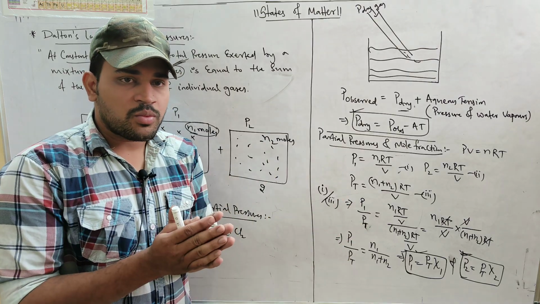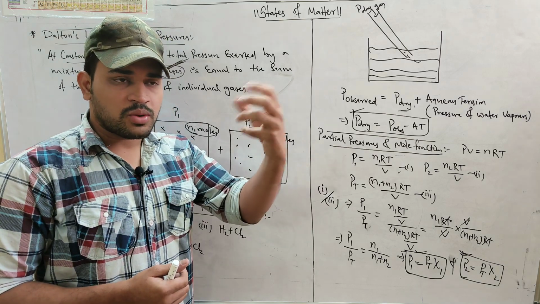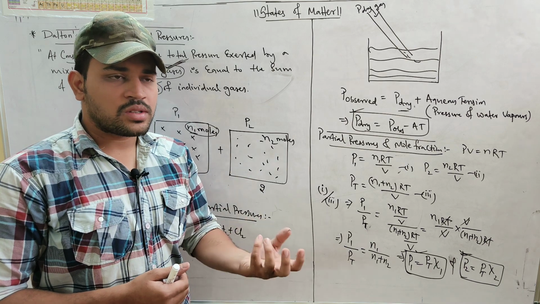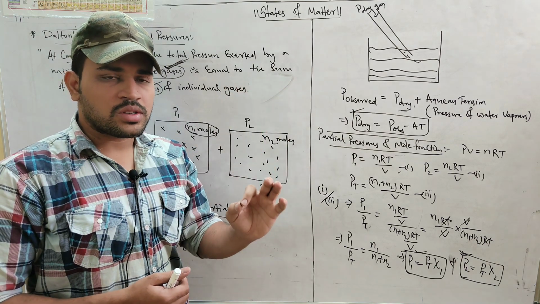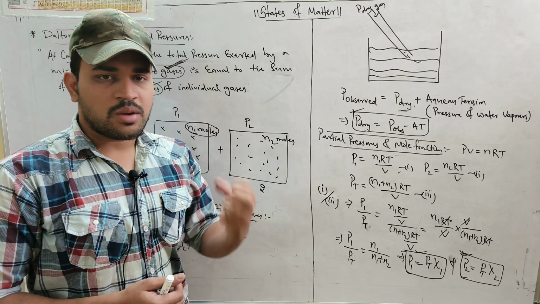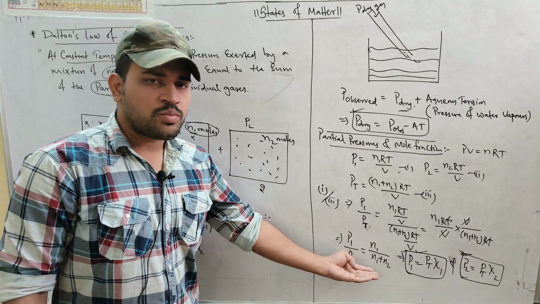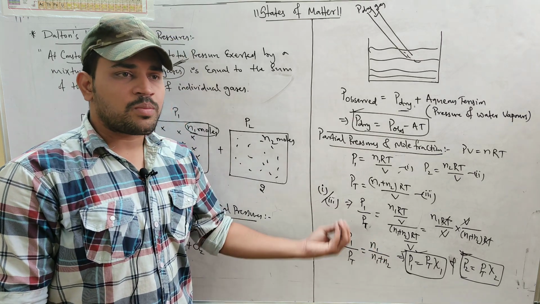So how will you get the number of moles? They may be given in terms of mass or weight. When they have given the weight, how will you get the number of moles? Given weight by molar mass, or given weight by molecular mass. When you have done this, you can get the number of moles. Once you get the number of moles of both the gases, then you put in the values and we can get the answer.